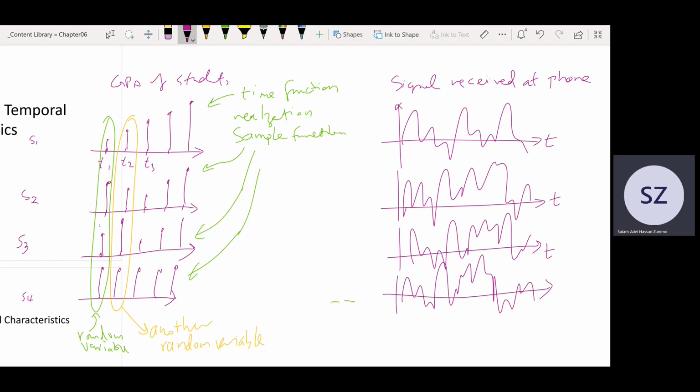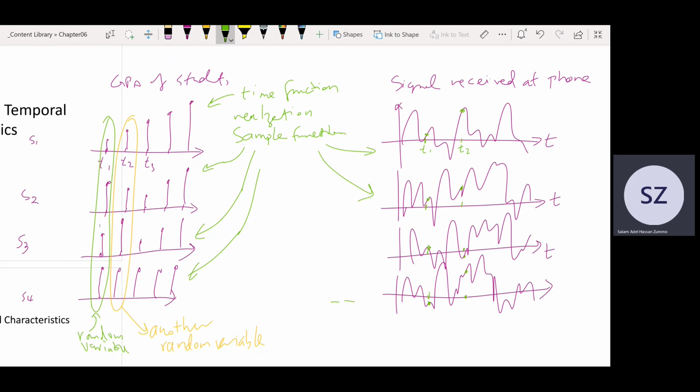Now, every one of these is called, as we said, a sample function, or realization. And if you zoom in at a specific time, T1, you notice that at T1 you get this point, at T1 you get this, at T1 here, they all come out about the same. At T2 you get here, at T2 it comes out a bit smaller, at T2 here it comes out negative, at T2 here it comes out slightly positive, and so on.